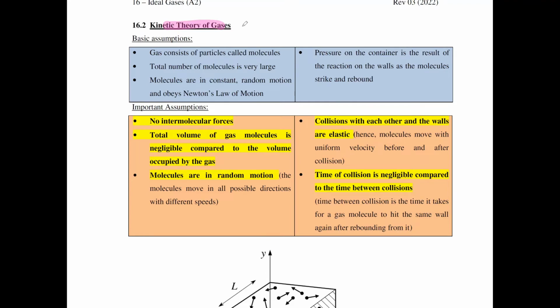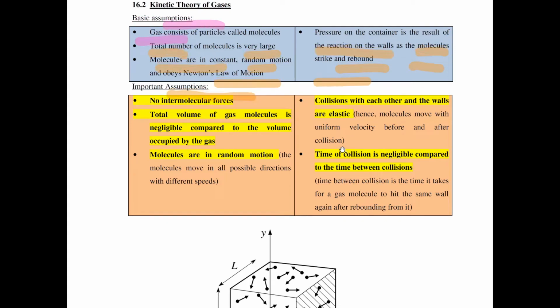So one of the basic assumptions of kinetic theory of gases is generally this: your gas consists of many particles called molecules. The total number of molecules is very large. These molecules are always in constant random motion and obey Newton's laws of motion. And the pressure on a container containing the gas is the result of the reaction on the walls as the molecules strike and rebound on the walls.